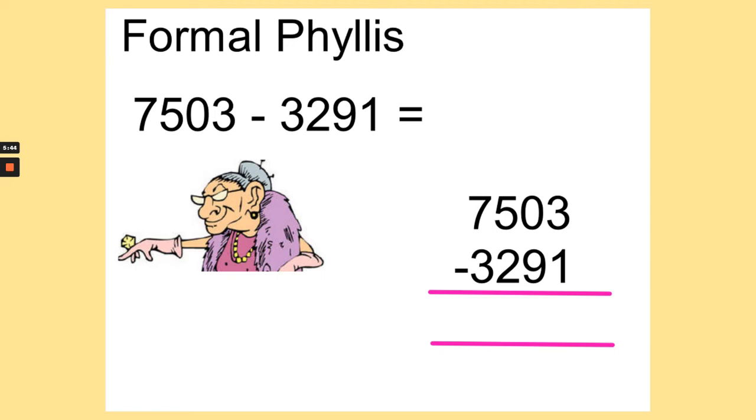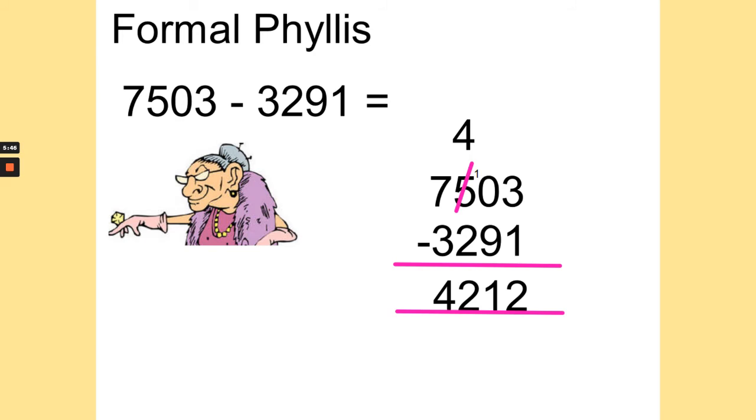Okay, let's see what we got. So 3 take away 1, easy, is 2. 0 cannot take away 9, so I need to borrow and exchange. So 5 becomes 4, and I give 1 to 0, making that 10. 10 take away 9 is 1, 4 take away 2 is 2, 7 take away 3 is 4. So the answer you should have got was 4,212. Make sure you're showing you're crossing out and exchanging, as if you are not doing this, your answer will not be correct.